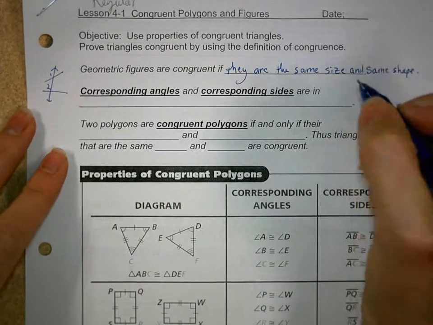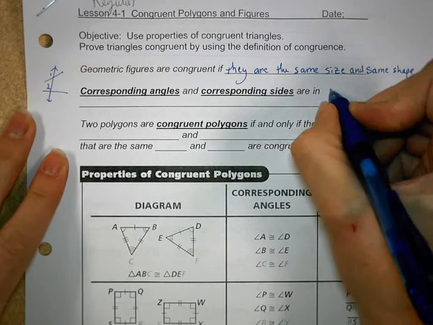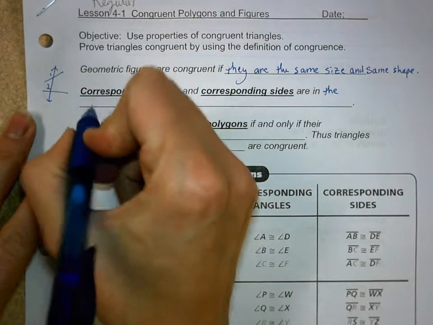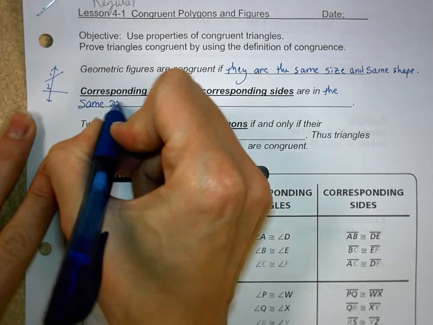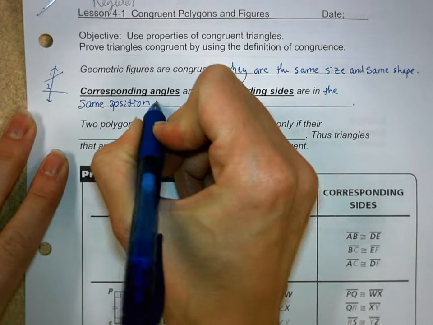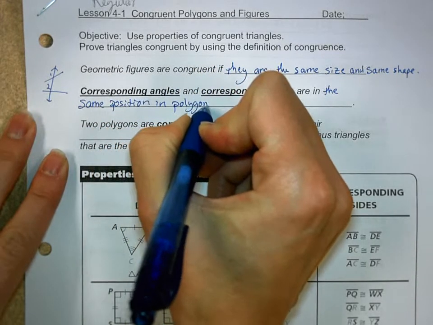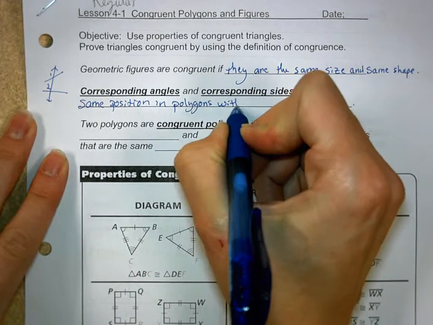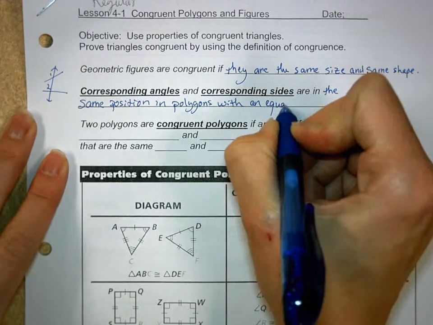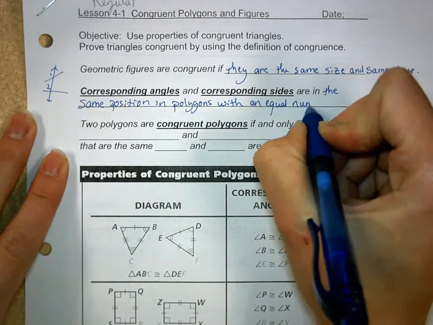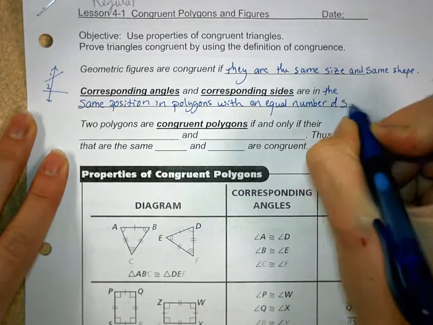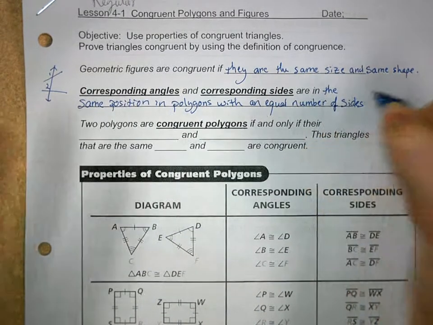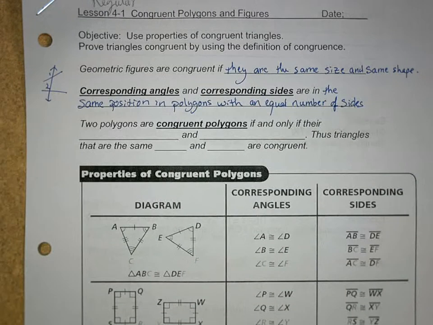Well, corresponding angles and corresponding sides are in the same position in polygons with an equal number of sides. So that means they correspond. Like if I have a side that matches or corresponds, they're going to have similar traits. Or if I have angles, they look the same. They're in similar locations. So we have to be very careful with that.